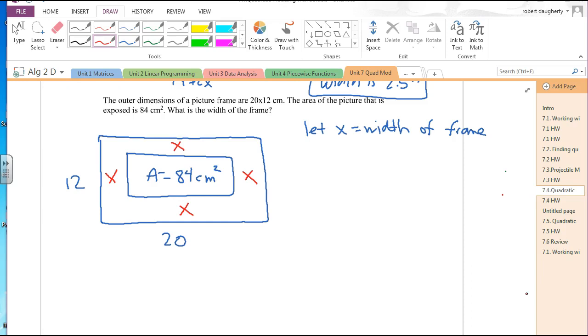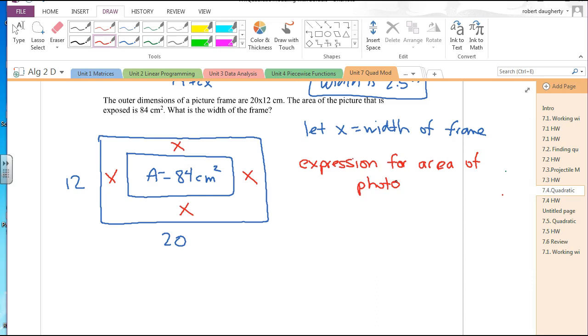Now, what's the equation that I set up? What is it that I don't know? I don't know the area of the picture. I know the area of the frame. The area of the frame is what? 12 times 20. That's 240. So I need an expression. What I don't know is the area of the photo. So I need an expression for the area of the photo. Okay? Now, I know that the distance from here to here is 12.